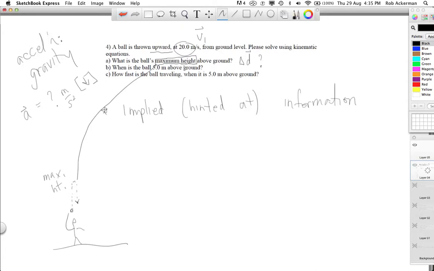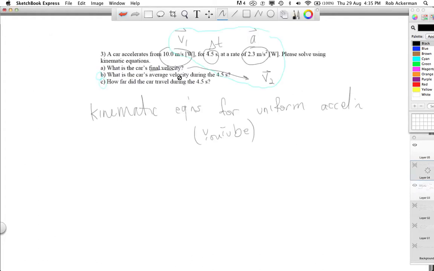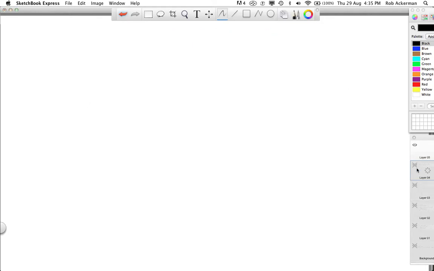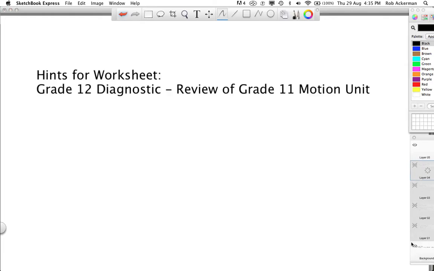Once you have that, I think you'll see there's enough information to solve this using kinematic equations, the same way that the previous question pretty much gave you everything you needed and you used kinematic equations. All right, so sorry to be so brief on these last two questions, but I do want to leave you with some sort of challenge, and those are my hints for the Grade 12 Diagnostic Review of Grade 11 Motion Unit handout. Hopefully you'll make it through that without too much trouble.